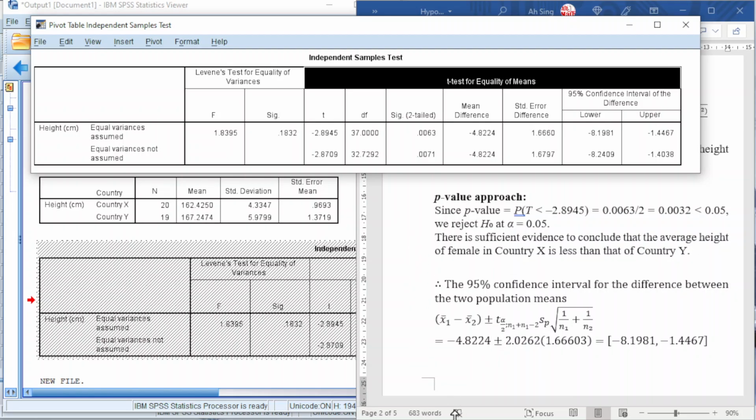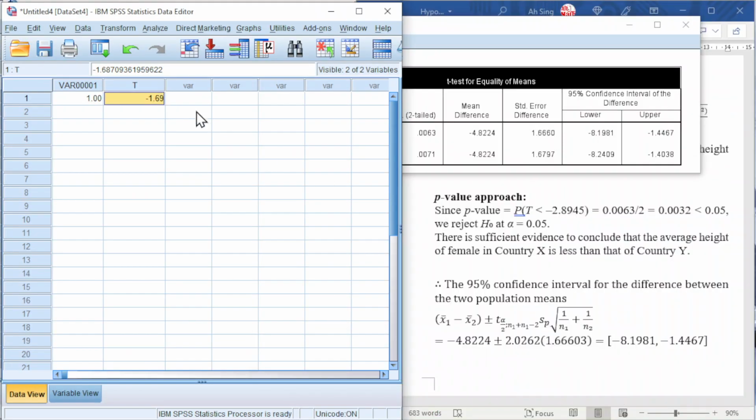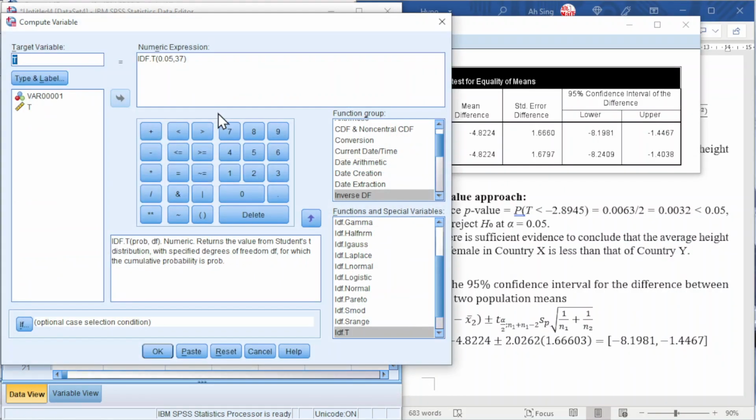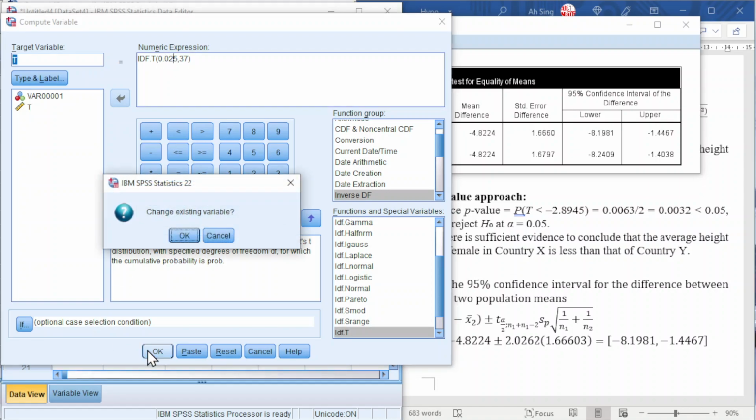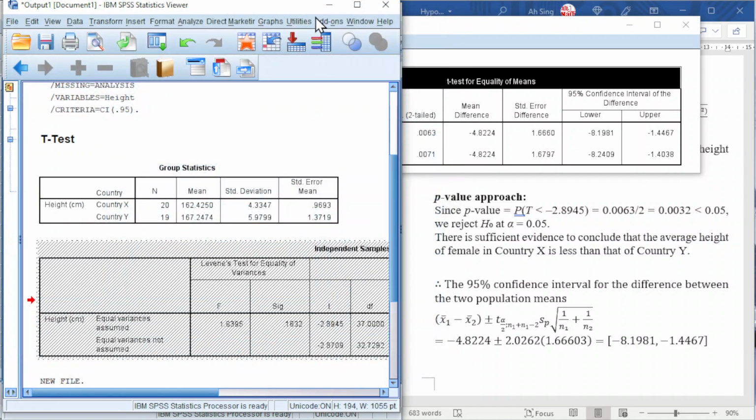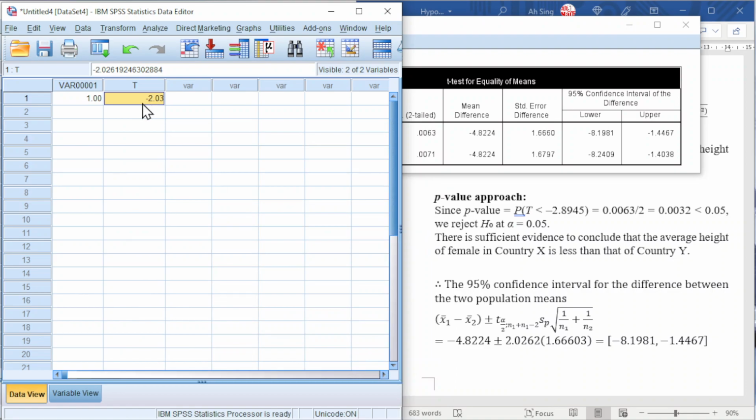Let's go back to the data view. What we need here is to compute the value, but we change to alpha over 2, which means that we should take 0.025. Click on OK and we should obtain the value. From here, we can see that the value is now negative 2.0262, rounded to the nearest 4 decimal places. Substitute everything, use a calculator, and we should obtain exactly the same as the confidence interval provided by SPSS.